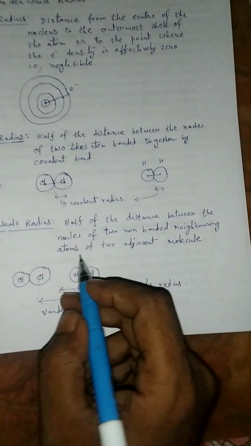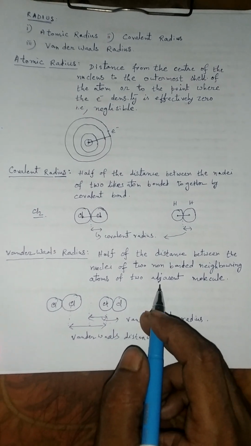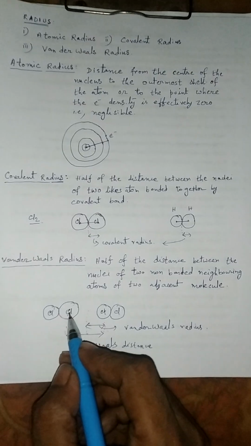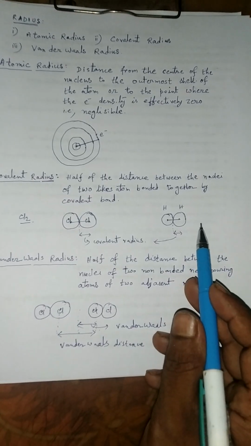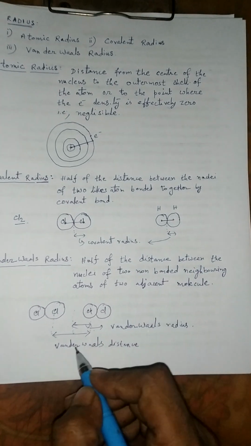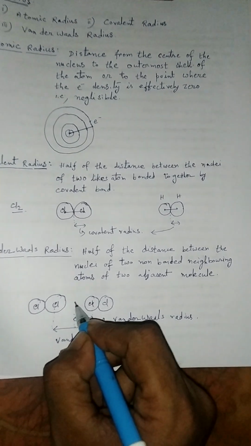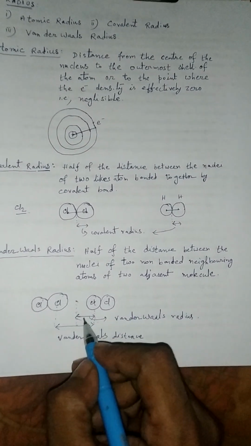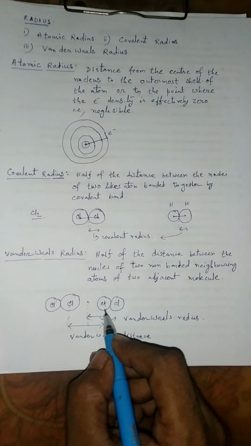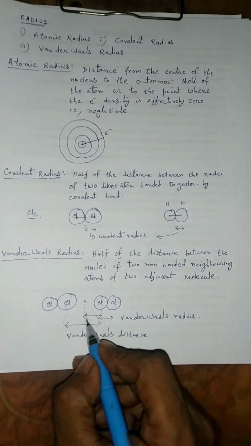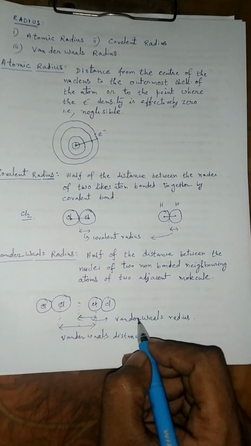So van der Waals radius is for two neighboring molecules. Similarly for hydrogen, when two hydrogen molecules are there, half of the distance between the two adjacent molecules, the van der Waals distance, is called the van der Waals radius. So van der Waals radius is not for a particular molecule but for two adjacent molecules. When two adjacent molecules come close together by van der Waals forces, half of the van der Waals distance is called the van der Waals radius.